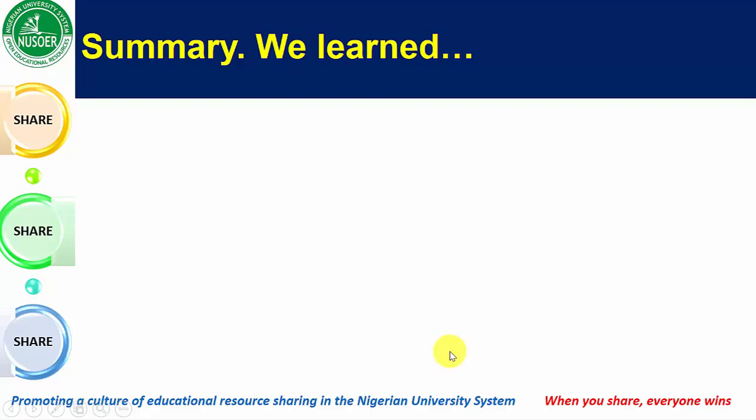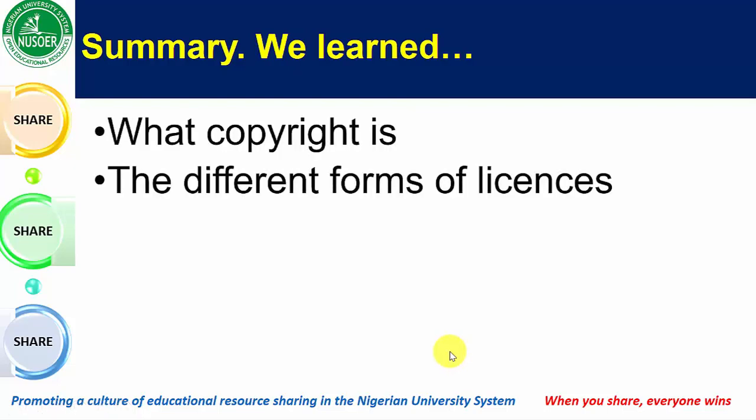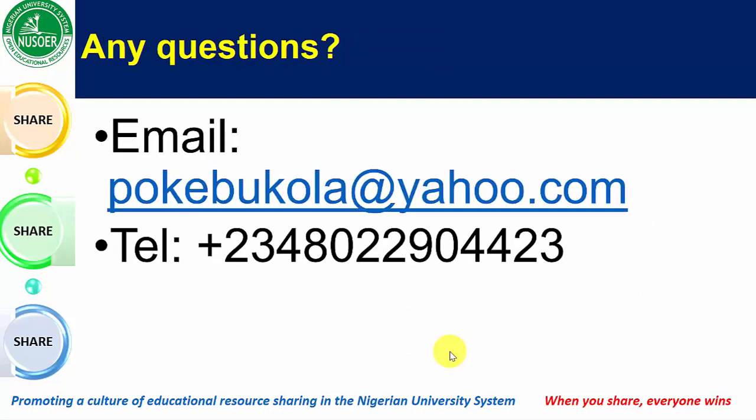In summary, what did we learn in this? It has gone up to about 26 minutes. I'm sorry I overshot my time. We learned what copyright is and the different forms of licenses, and we learned how you can get your license from Creative Commons.